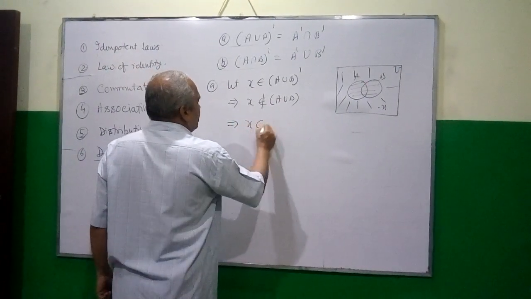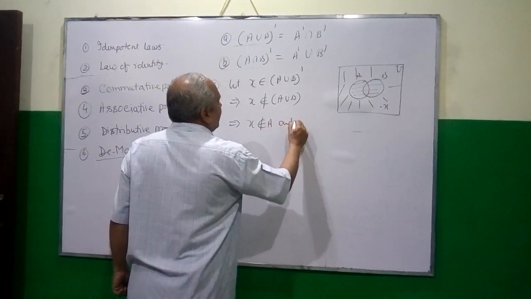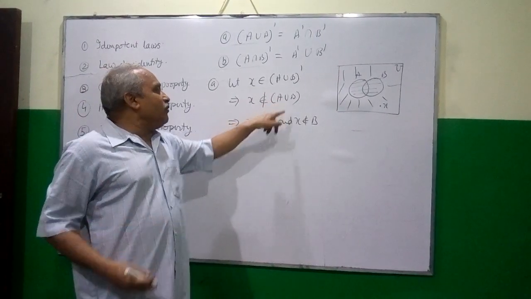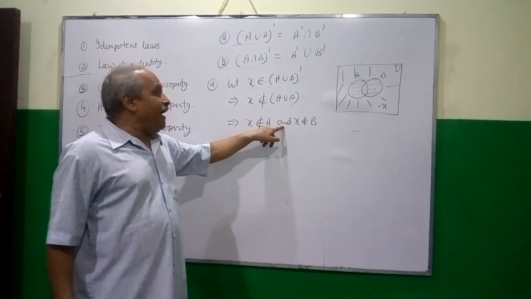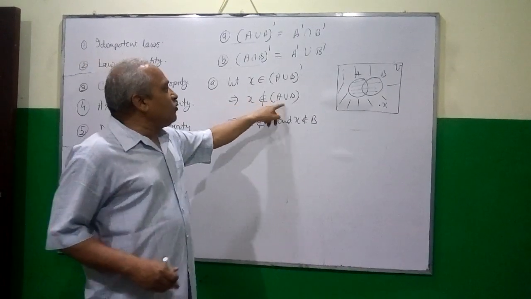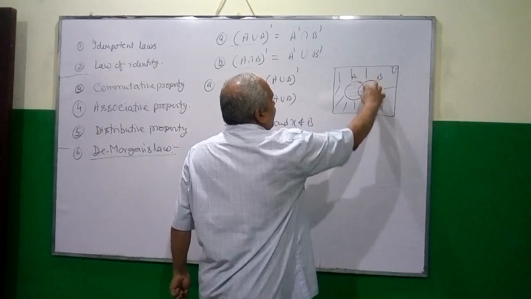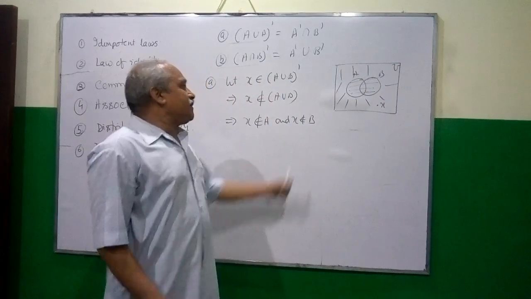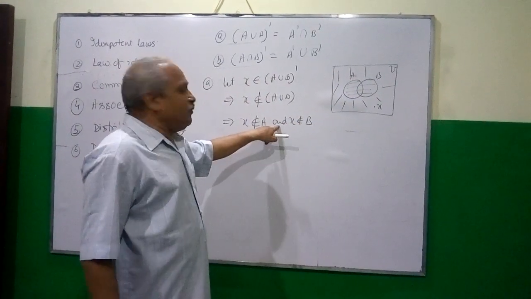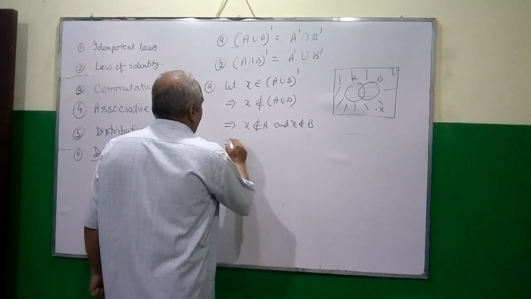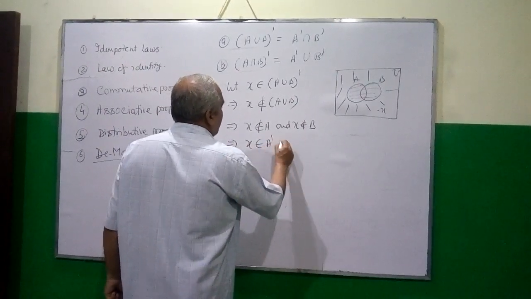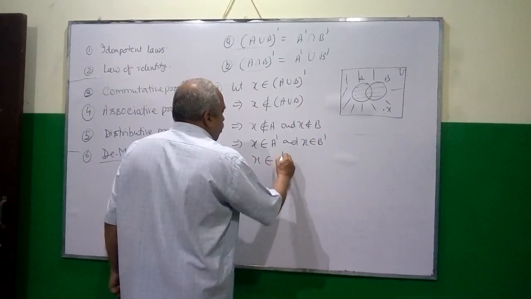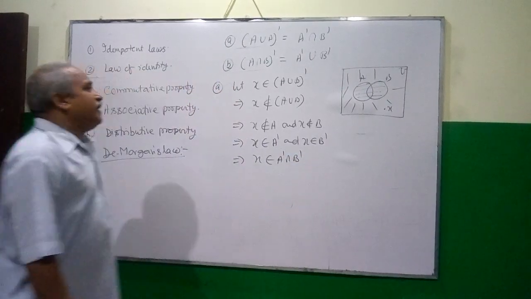This implies x does not belong to A and x does not belong to B. You may say, sir, you told that for union we write or, but you are writing and here. See here, if x does not belong to A union B, x does not belong to this second region, meaning x neither belongs to A nor to B. x belongs outside of A and B. That's why we have used the word and. This implies x belongs to A complement and x belongs to B complement. This implies x belongs to A complement intersection B complement.